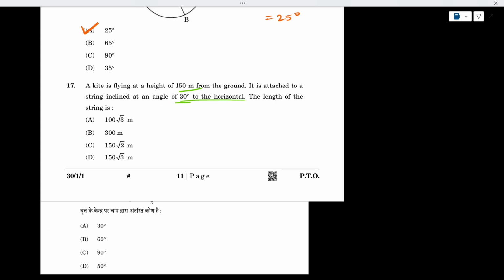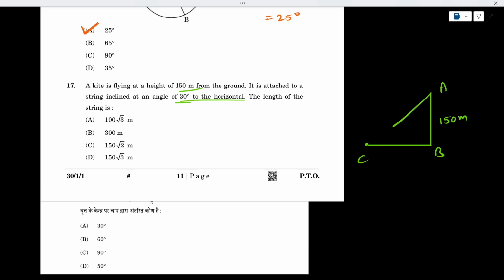Then the length of the string. So first, you know that you have to draw the figure. For any application of trigonometry, you can't do it without drawing the figure. So it's 150 meter. Then there is one string on the ground here which is attached to the ground. So if I take this as A, this is B, this is C.